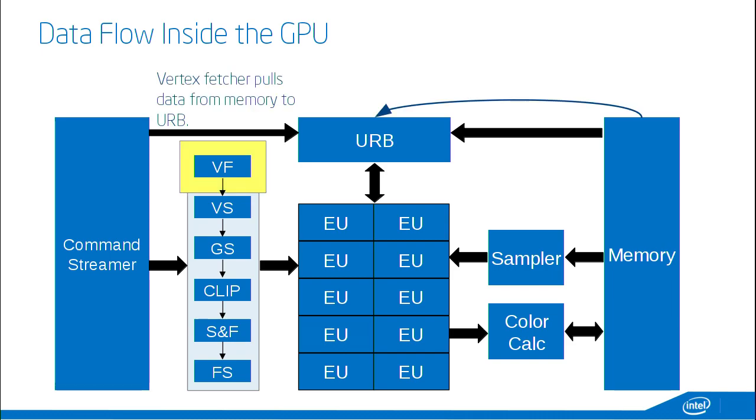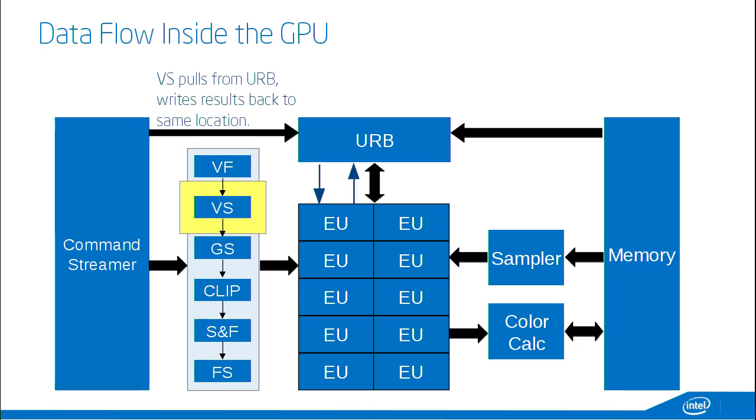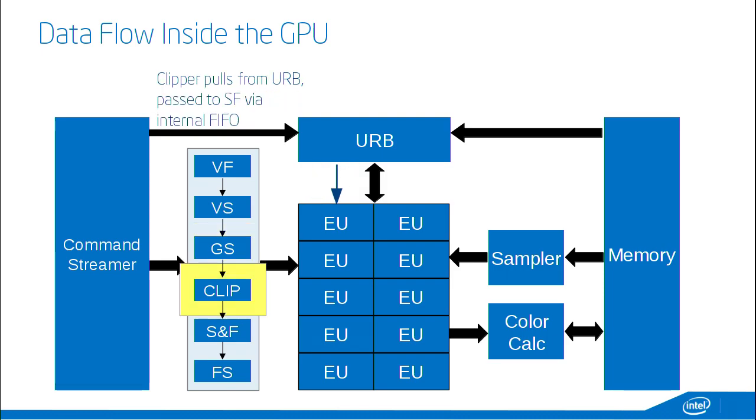The vertex fetcher is going to pull data from memory and dump it into the URB. Then when vertex shader threads get kicked off, it's going to pull data from the URB and dump it into registers in the execution units. And then when the vertex shader is done, the previous data in the URB gets overwritten with the vertex shader outputs that are then going to go through a similar process to go in and out of the geometry shader. And the clipper is going to pull the data out of the URB.